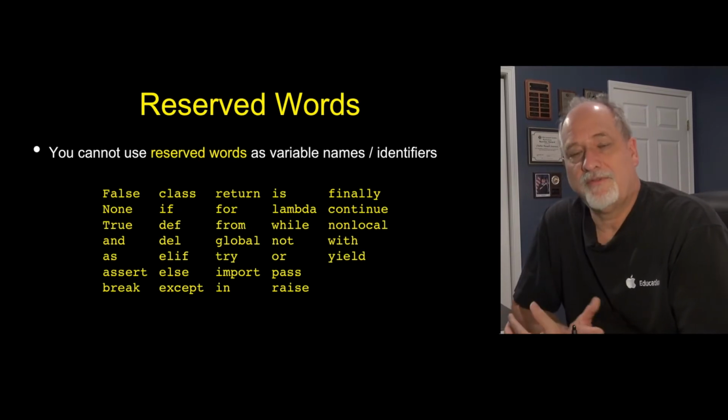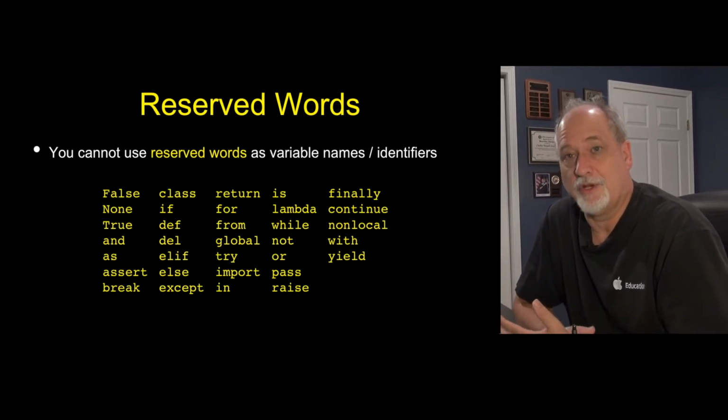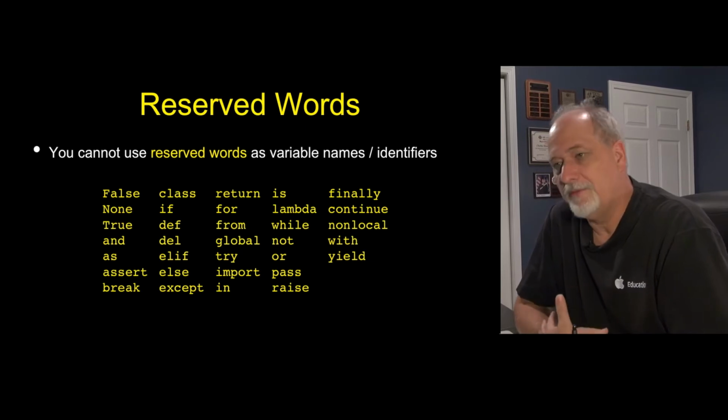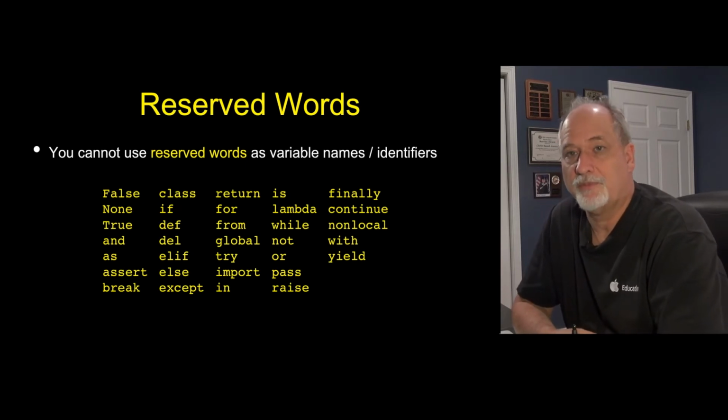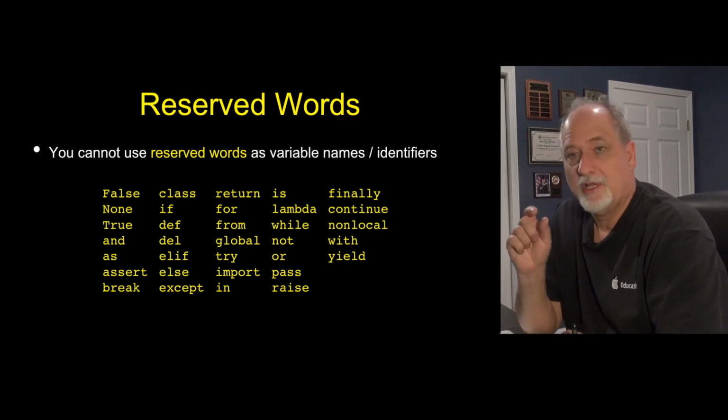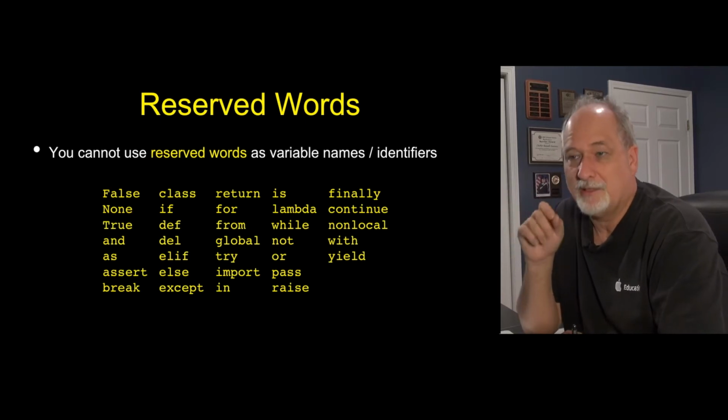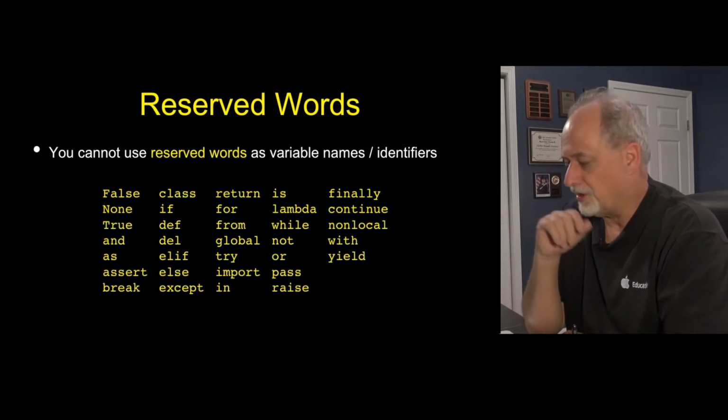The other foundational notion of any programming language is the reserved words. And like I said before, reserved words are special words where Python is listening for them, and they have very special meanings. So when Python sees if, it's not just any other word, it means how Python implements conditional execution.